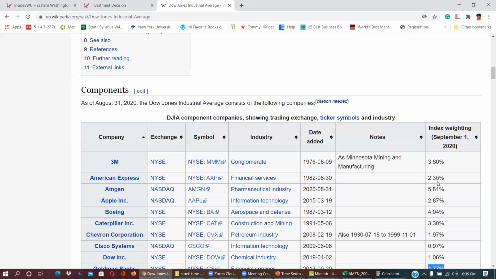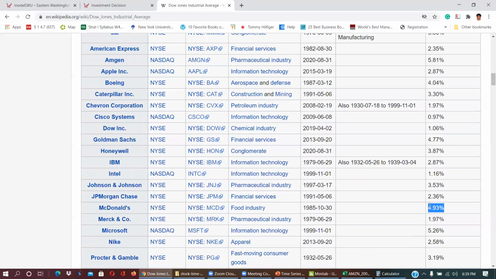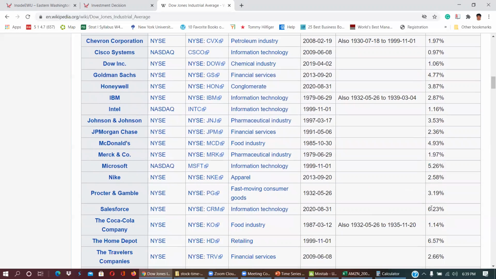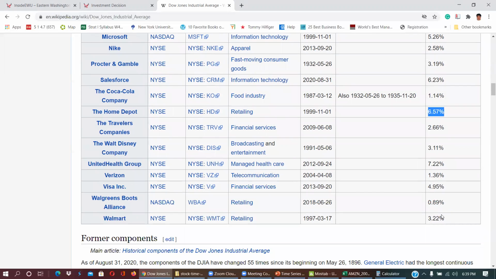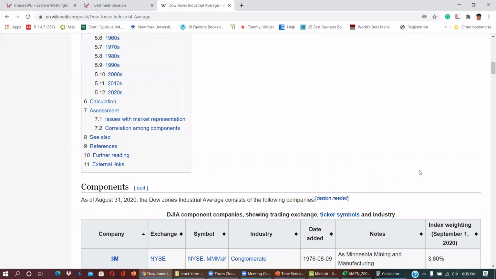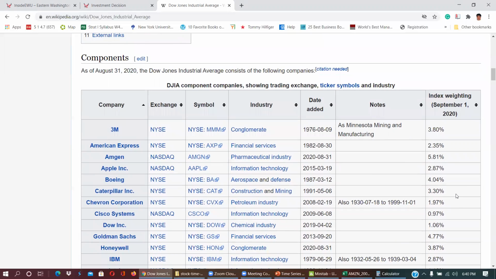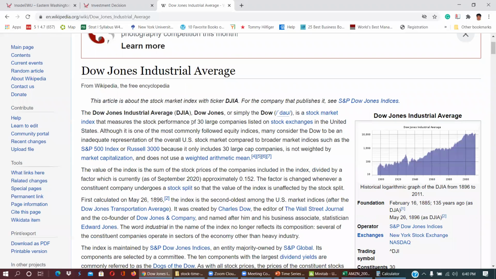Goldman Sachs 4.77. So which is the highest? 4.9 is McDonald's, 5.26 is Microsoft, 6.23 is Salesforce, 6.57 is Home Depot. And the total of these index weights as of September 1, 2020 is going to be 100%. If I sum, how many companies are there? 30 large companies listed on a stock exchange.